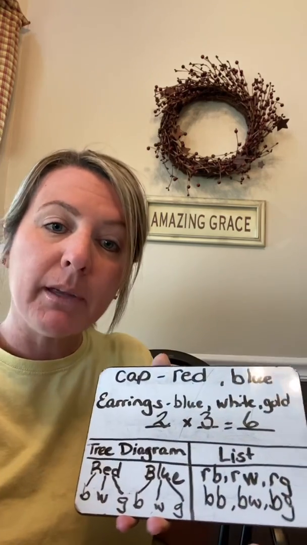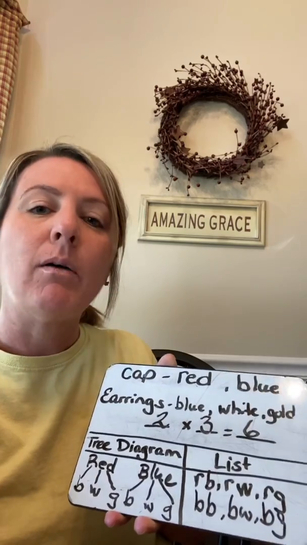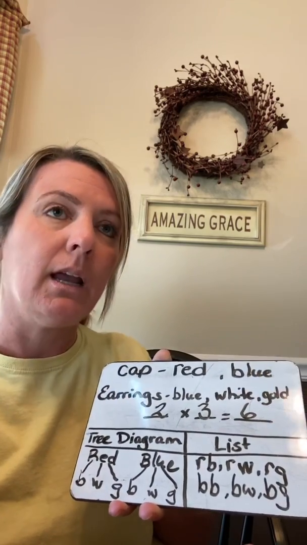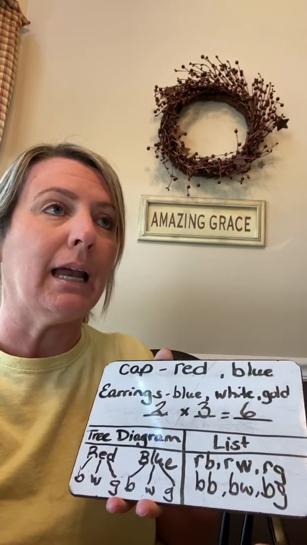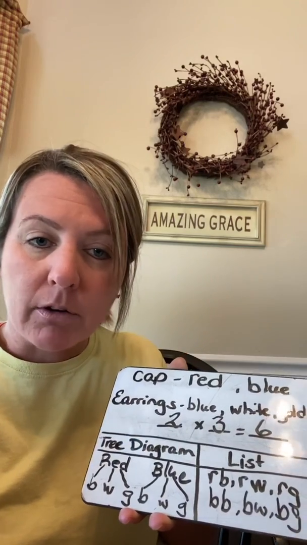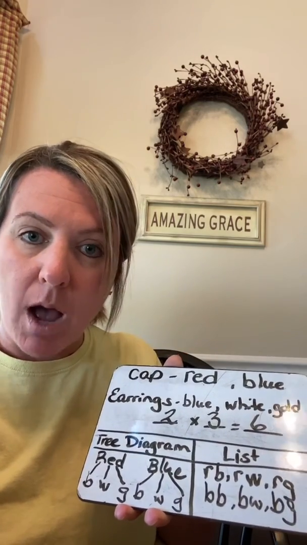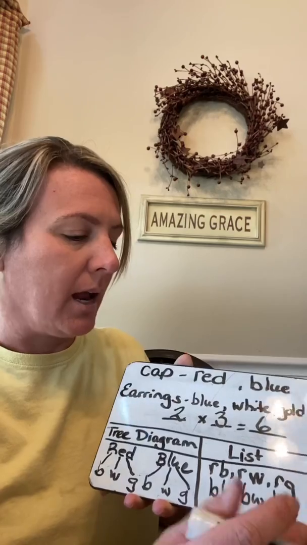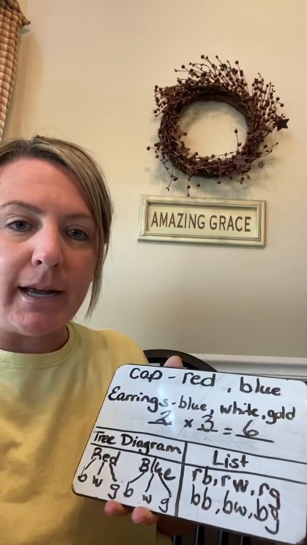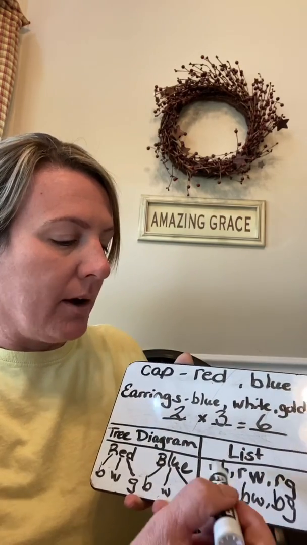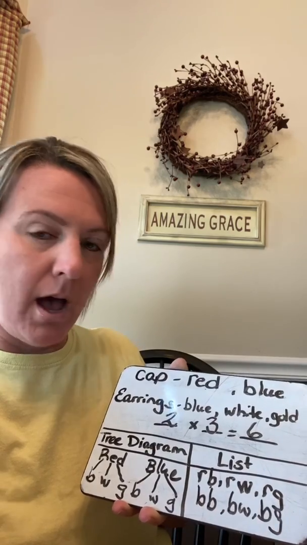Now let's talk probability for a second. What if I wanted to know the probability of me selecting or combining the same colored cap and earrings? So obviously the only option here would be a blue cap, blue earrings, okay? So I've now got my sample space. I've got my outcomes, okay? There are a total of 6 different outcomes.